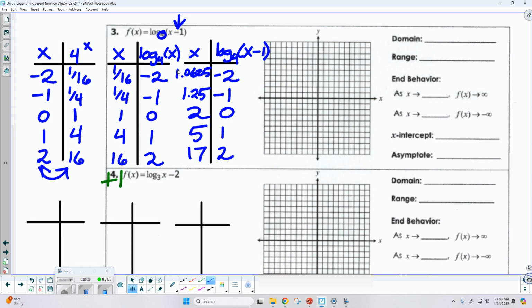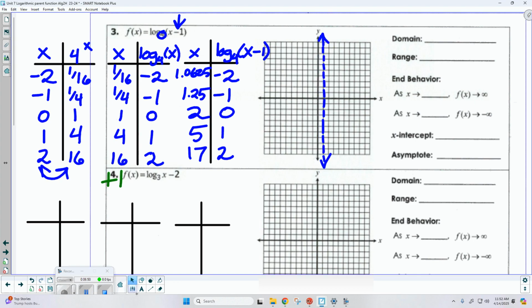Okay, so we're going to start with the exponential. We're going to switch those, and then we'll apply any transformations that we see. Okay. Now remember, every log parent, doesn't matter if it's a growth or decay, always starts with its asymptote on the y-axis. Where should this asymptote be? Remember, how was the graph shifted? Everything was shifted to the right. Only a horizontal shift can affect this vertical asymptote. So the asymptote should be at x equals 1.